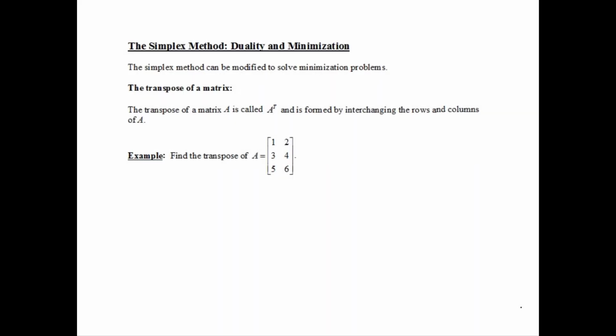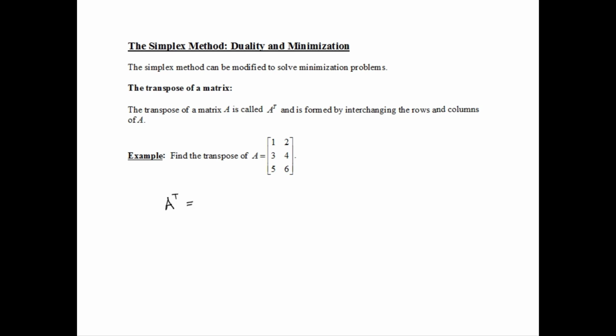Today we're going to learn about a modification of the simplex method for minimization problems. And first, we will need to learn how to find the transpose of a matrix. We call that A transpose, notation with the T superscript.